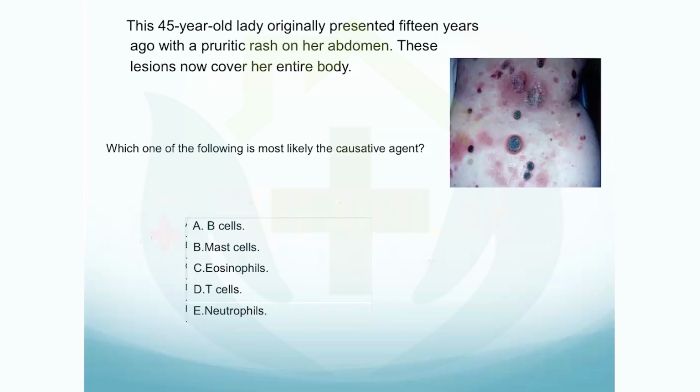So this is a 45-year-old lady who presented with this pruritic rash on her abdomen. These lesions have now spread over her whole body. So what you can see are areas of erythema, and you can see areas of necrosis which are very well defined.